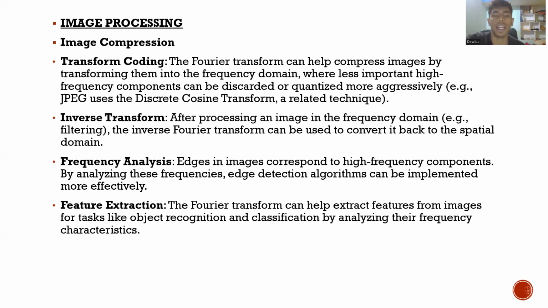Frequency analysis. Edges in images correspond to high frequency components. By analyzing these frequencies, edge detection algorithms can be implemented more effectively. Feature extraction. The Fourier transform can help extract features from images for tasks like object recognition and classification by analyzing the frequency characteristics. As you know, there are many more applications, but the major applications of Fourier transforms are image processing and audio processing, or basically the receiving and transmitting of digital data.